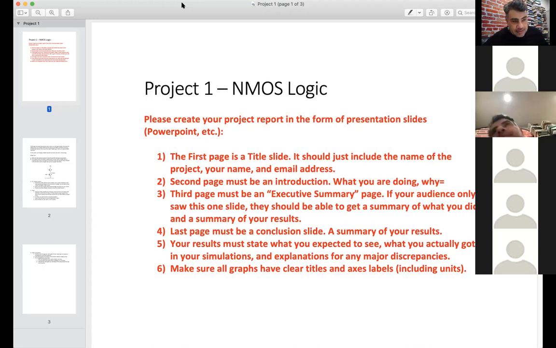Okay, guys, let's get started. The first thing is we're kicking off with our first project. And again, until we figure out this cadence business, this is going to be a simulation project. So I've put up the project definition in Blackboard in the assignments section.